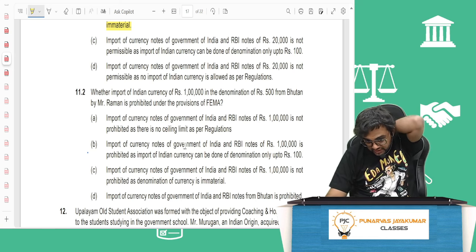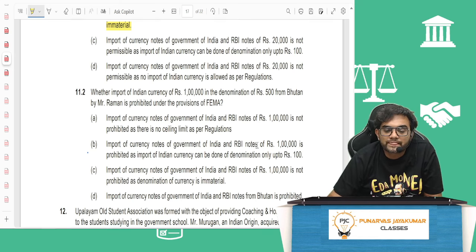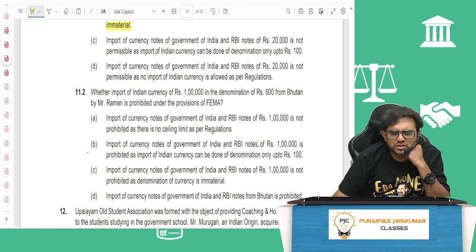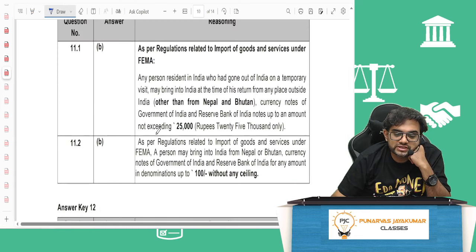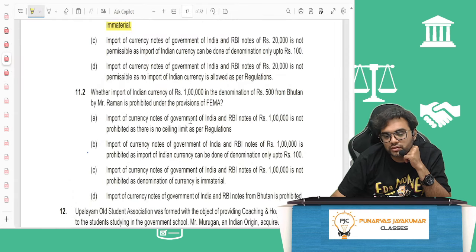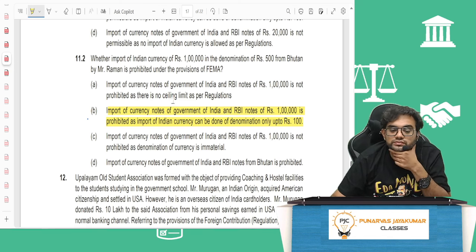Whether import of Indian currency in the denomination of 500 from Bhutan is prohibited. So from the kingdom of Bhutan, it is definitely prohibited. To the extent of 100 rupees without any ceiling you can do, but more than that not possible. So in this, import of currency notes of Government of India and RBI notes of 1 lakh is prohibited, as import of currency notes can be done in denomination of only 100, that is from Bhutan.